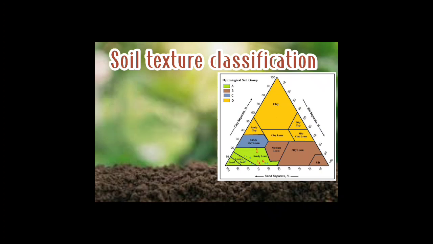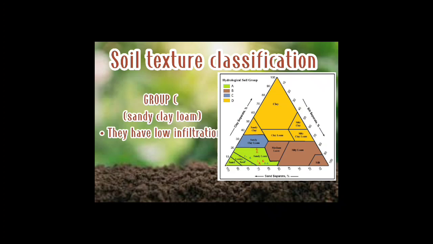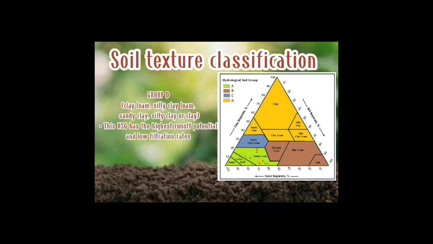In group B, silt loam or loam, there is a moderate infiltration rate. In group C, sandy clay loam, they have low infiltration rates. Group D is clay loam, silty clay loam, sandy clay, silty clay, or clay. This group has the highest runoff potential, with very low infiltration rates when thoroughly wetted, and consists chiefly of clay soil with a high swelling potential.